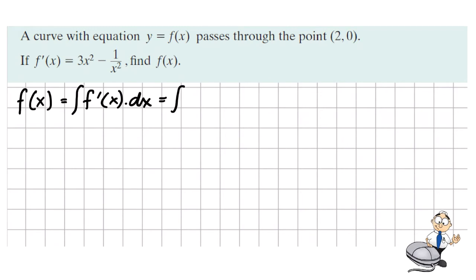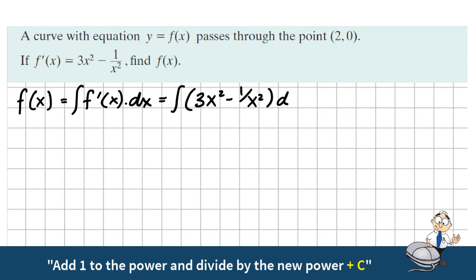So we're going to integrate 3x squared minus 1 over x squared dx. Now, the rule for integrating is we're going to add 1 to the power and divide by the new power. It would be easier if we write each of these terms in terms of its power. So minus 1 over x squared becomes negative x to the minus 2. So we're writing it as a power. And now we're going to follow the rule.